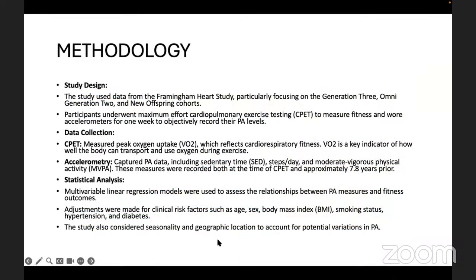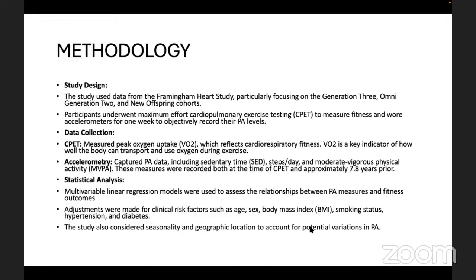So the study design in general uses data from the main Framingham Heart Study, particularly focusing on the Generation 3 and Omni Generation 2 cohorts, as I mentioned, one in the first decade of the second millennium and the second one in the second decade. Participants underwent maximal effort cardiopulmonary exercise testing to measure fitness and wore accelerometers for 1 week to objectively record their physical activity levels. That's why the number of participants was reduced from 2,000 to 1,700.